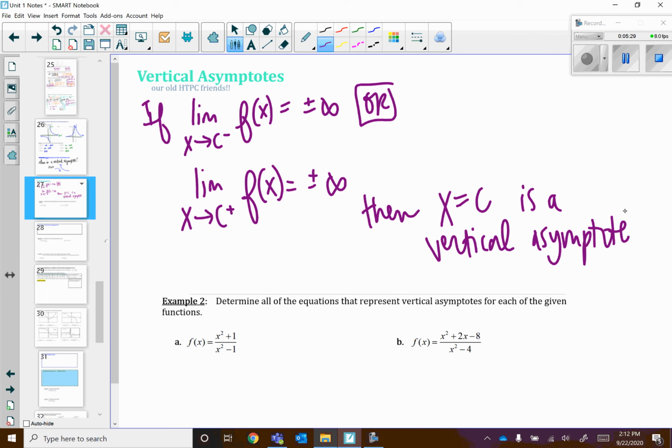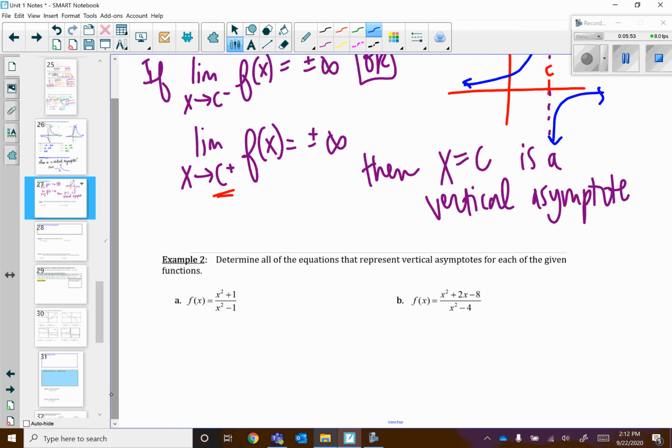We just saw that on the last page, and hopefully that's not super shocking. If I'm approaching infinity as I get close to that value c, so let's say this is c, that would mean I actually have an asymptote there, because my function is approaching either positive or negative infinity there.